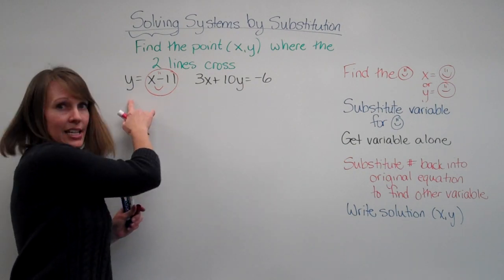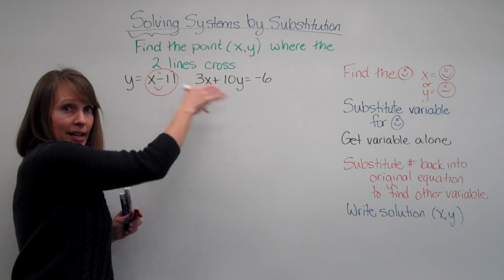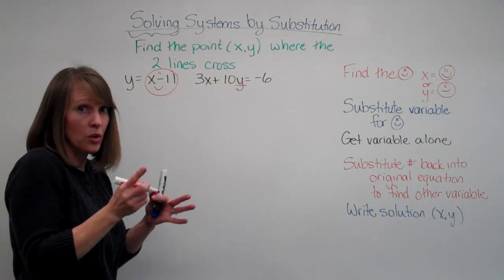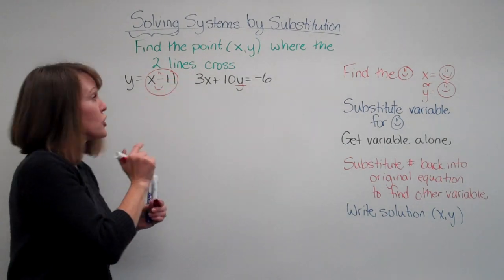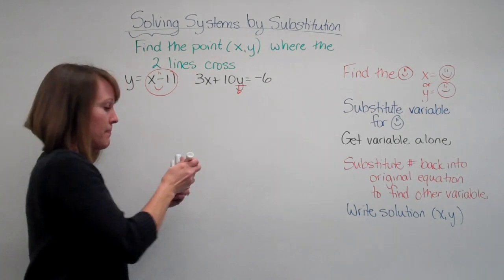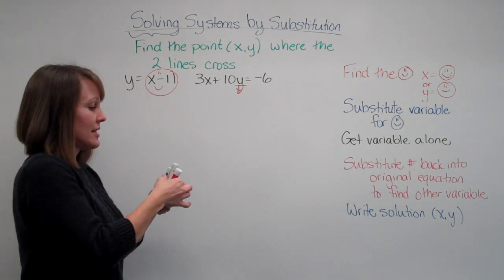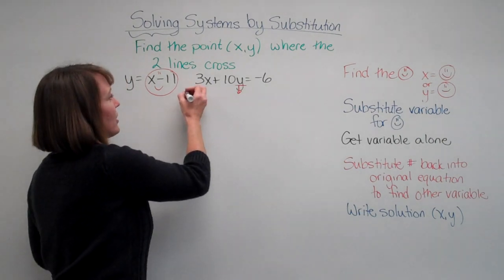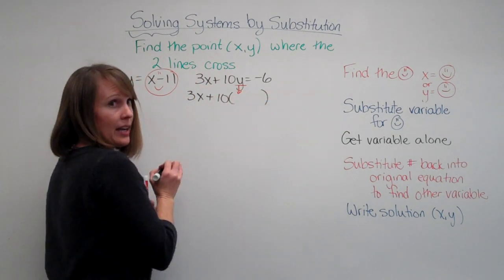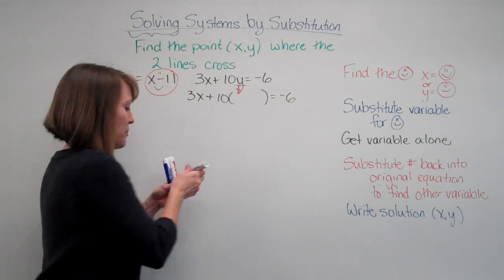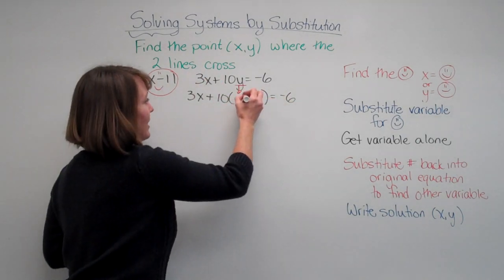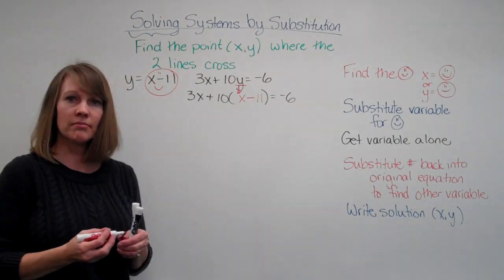So this is my teacher, this is my substitute. Go over to my classroom. Here's my teacher. He's equal to the substitute, right? So I'm going to take out my teacher and I'm going to put in my substitute. Okay? Nothing else changes. I still have 3x plus 10y equals negative 6. But now my y went away and I'm putting in my happy face, which was x minus 11.